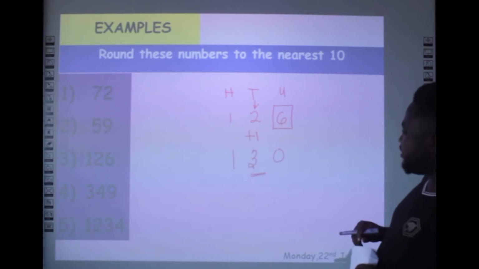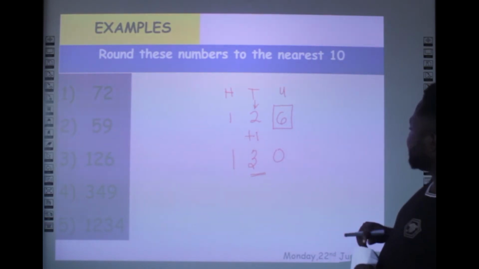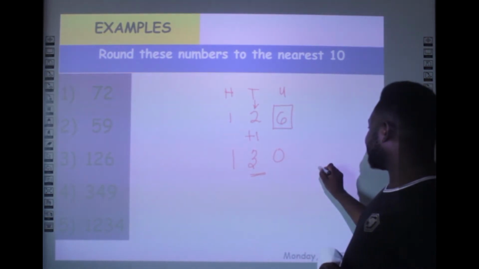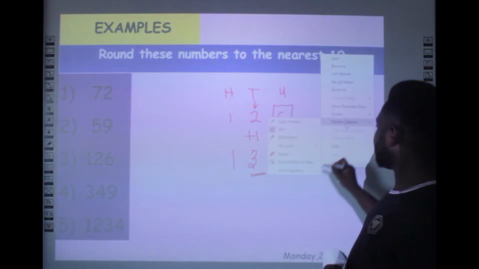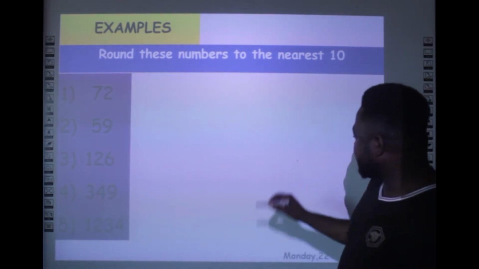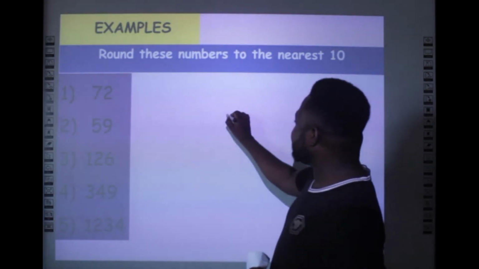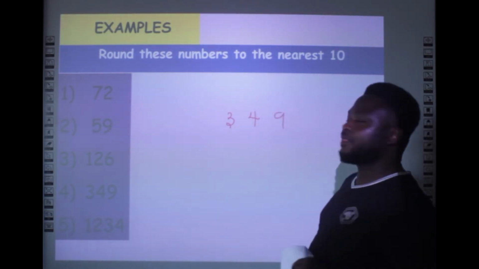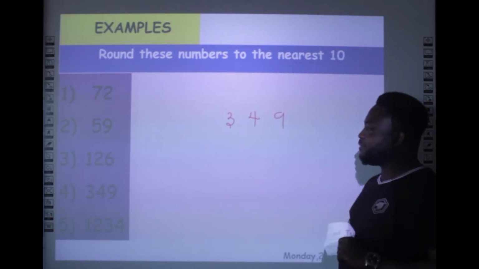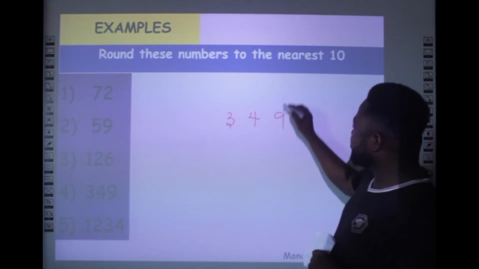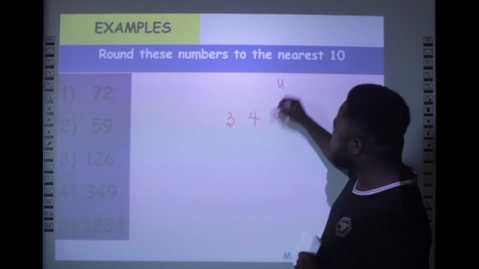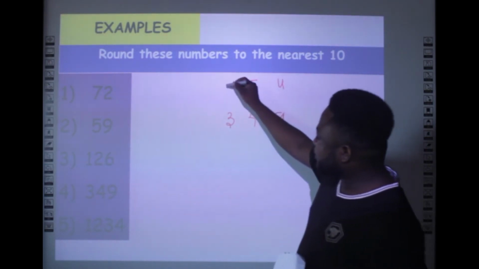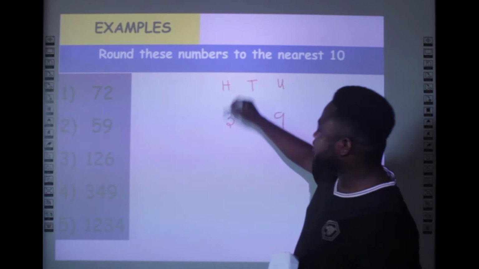Now let's go to the next question, which is 349. Okay, you write 3, 4, 9. You write out their place value as usual. So this will be units. This is going to be 10. This will give us 100.